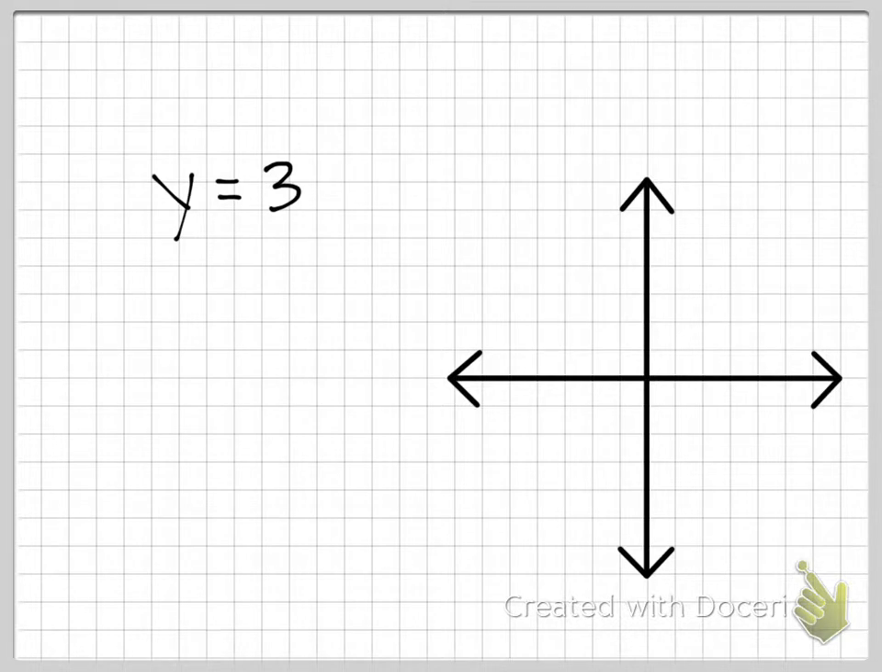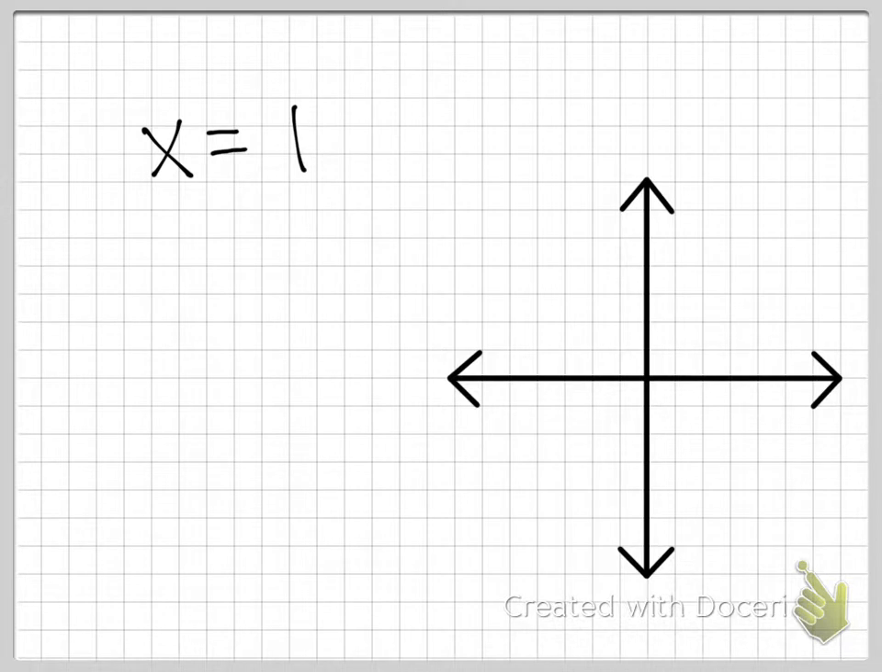I have y equals 3, so I do have my y-intercept, but I have no x's to go along with it. So y equals 3 if x is 0, y equals 3 if x is 1, 2, 3, 4, 5, 100, a million, a billion, a trillion. And in the negative direction, y is equal to 3 if x is -1, or -2, or -3, or -1 billion. So we're going to have a straight line that goes on and on forever at y equals 3.